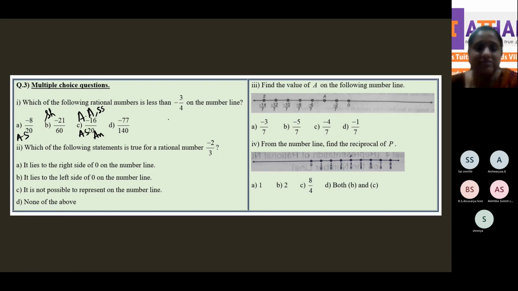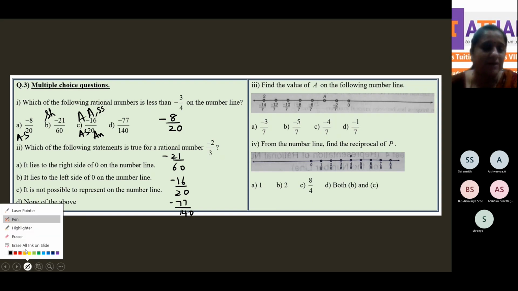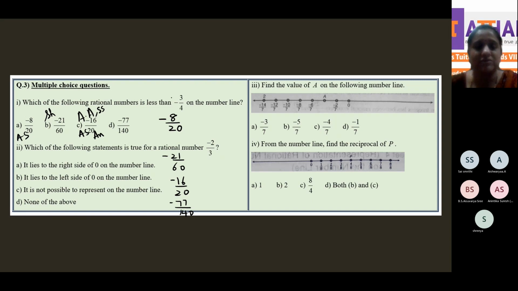Now, don't change your answers. So listen to me: minus 8 by 20, minus 21 by 60, minus 16 by 20, minus 77 by 140. Now the thing is, there are 5 fractions, including minus 3 by 4. To compare fractions, you need to have them with the same denominator. That's the fundamental.